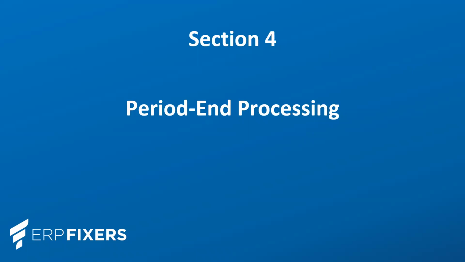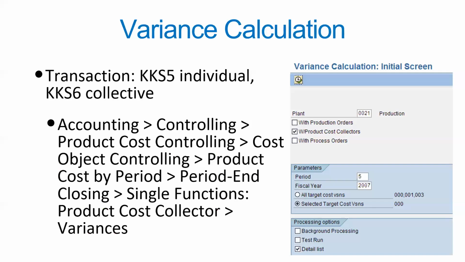Okay, let's move on to period end processing. This is the variance calculation initial screen. You're just choosing a plant and choosing production orders or cost collectors that you're going to calculate variance on. So we all know the status of production orders, right? You can only calculate variance on a production order if it's complete, if it's fully delivered or technically complete, that cancels WIP and allows us to calculate variance. I'm sure everybody on this call knows that.